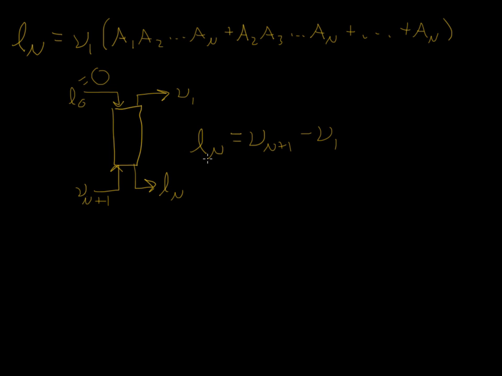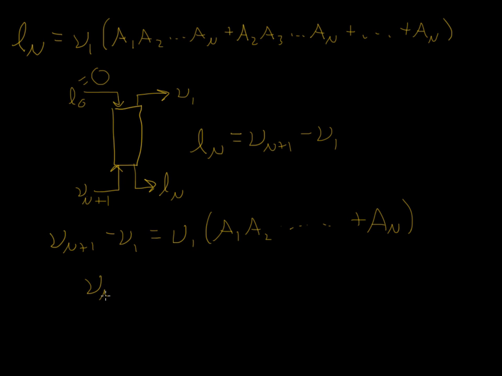So we can plug this Ln into this equation, and we get that Vn plus 1 minus V1 is going to be equal to V1 times this huge sum of products of A's, right? All these A's being summed and multiplied together until you have just this AN term by itself. All right, so we move this V1 over here. This V1 is not multiplied by an A, it's multiplied by a 1. So we can express it like this.